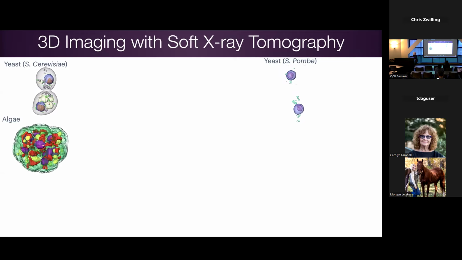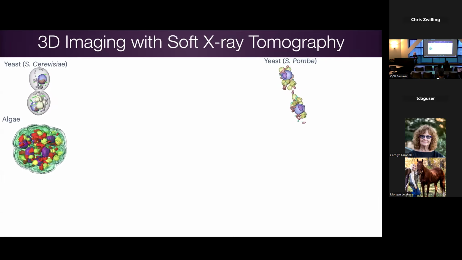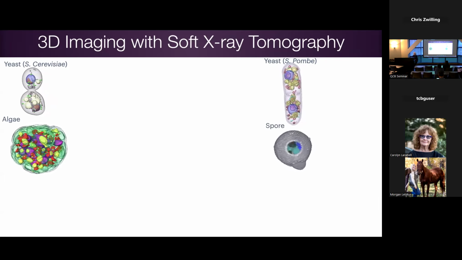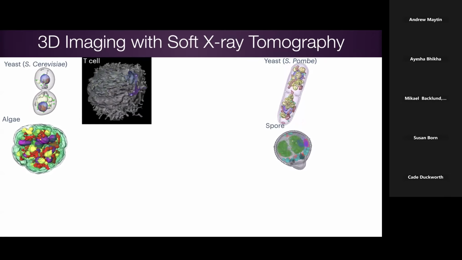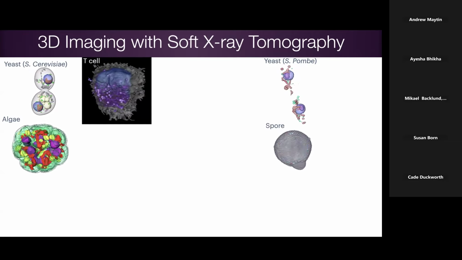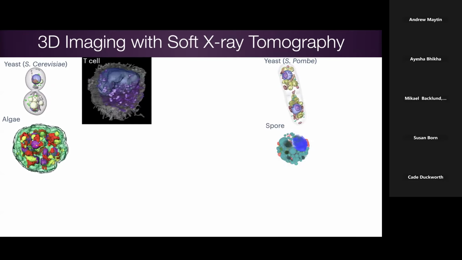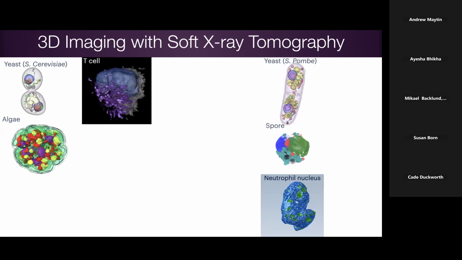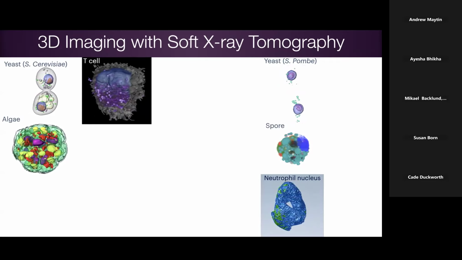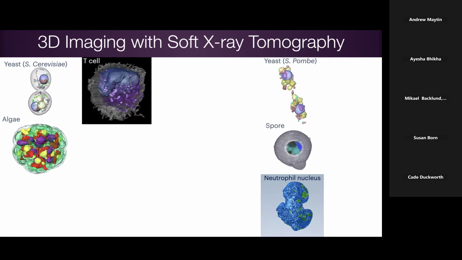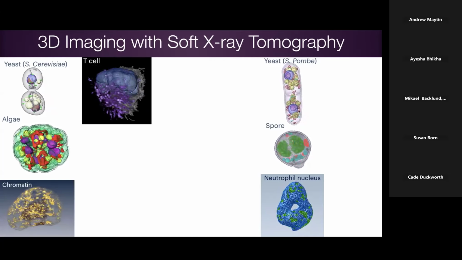We've looked at algae, and this is a multicellular algae. It sort of started as a single cell and divides into multiple cells. We can look at spores, and also a T cell, which is one of the blood cells. You can see the nucleus and mitochondria and some lipid droplets. We've looked at the nucleus of a neutrophil, because they're designed to squeeze through small capillaries and things, so they have to be flexible.